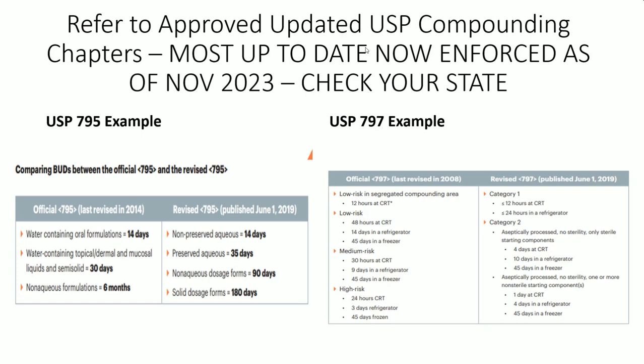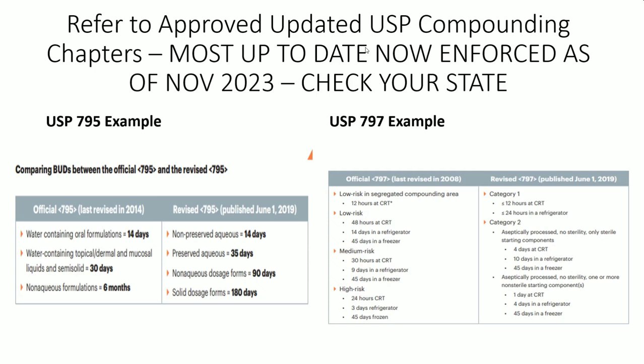Alrighty, so here is a little chart showing you the beyond use dates for USP 795 and USP 797. There were some updates to these a few years ago. You can see that 795 was last revised in 2014 and the updated one was published in 2019, and for 797 it was 2008, and then 2019.